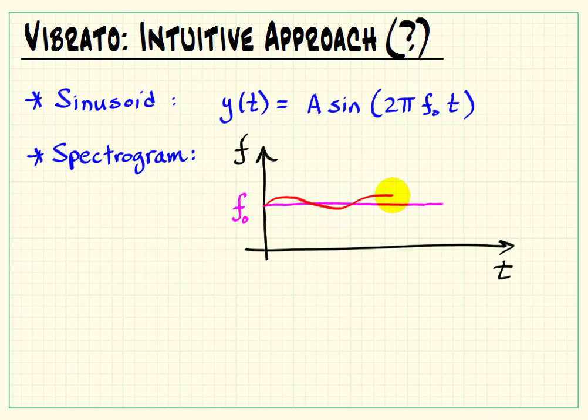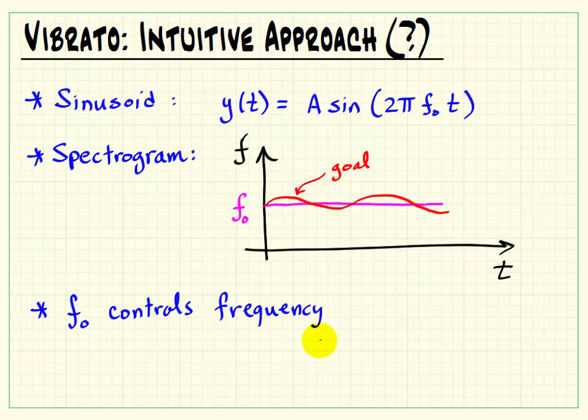Well, if we think about our goal for vibrato, we would like to have the frequency shift around a little bit around this nominal value of f0. So, as I say, this is the intuitive approach. If we think of f0 as being the term that controls frequency, then it seems reasonable to say that if f0 is a constant, then what we really need to use is a time-varying frequency. So I'll call this f0 of t.